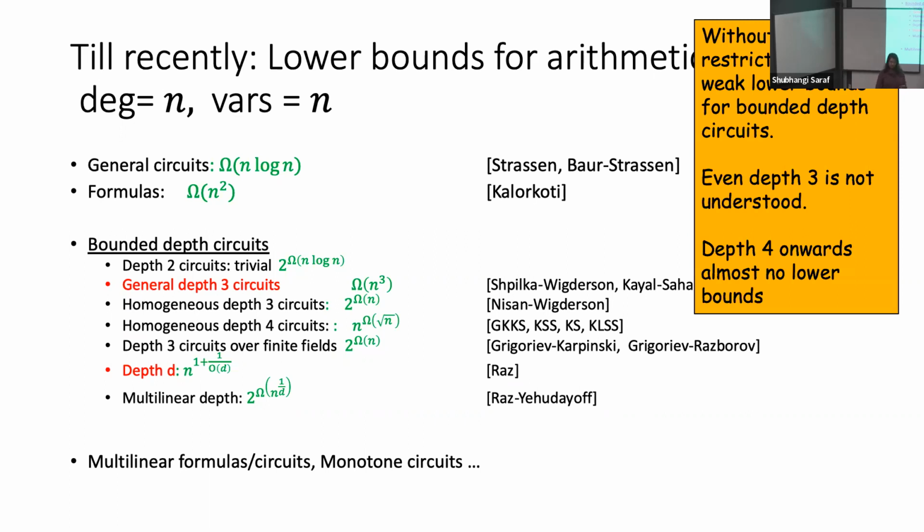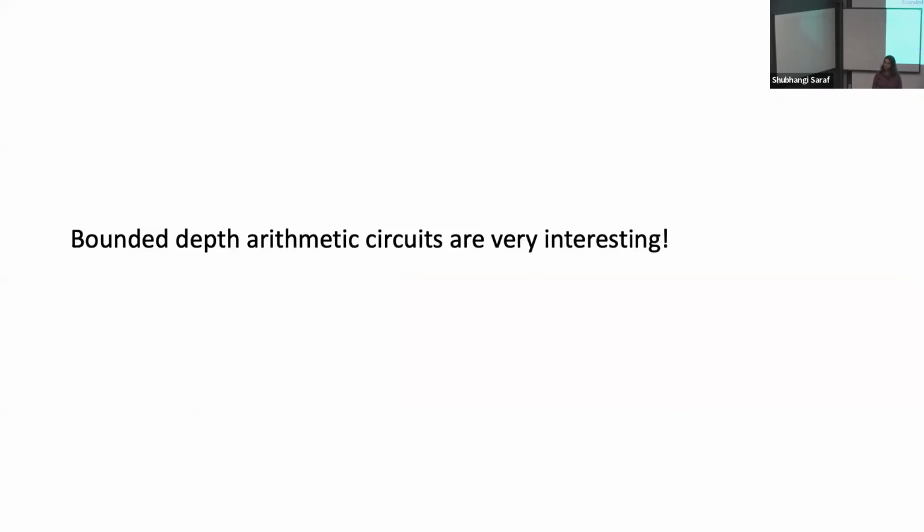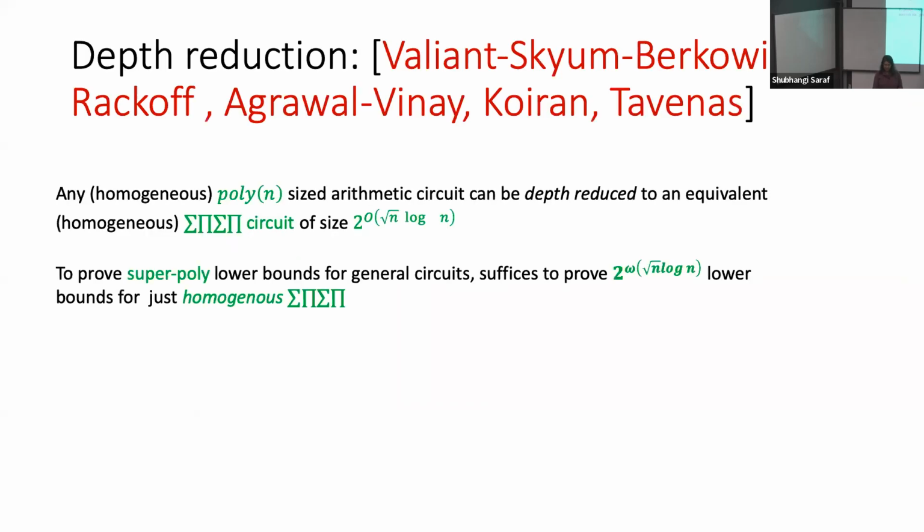But the point I wanted to bring across is that without additional restrictions, even for bounded depth circuits, very, very weak lower bounds are known. So even depth 3 was not understood, and depth 4 onwards, there were almost no lower bounds known. And so clearly even bounded depth circuits seem really very interesting and hard to understand. And people also understood, in the last couple of decades, a lot about why bounded depth circuits are so interesting.